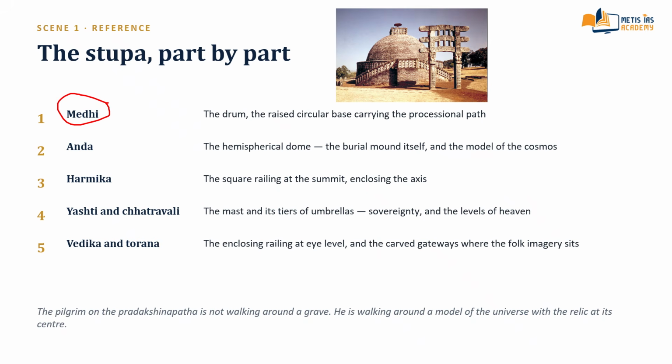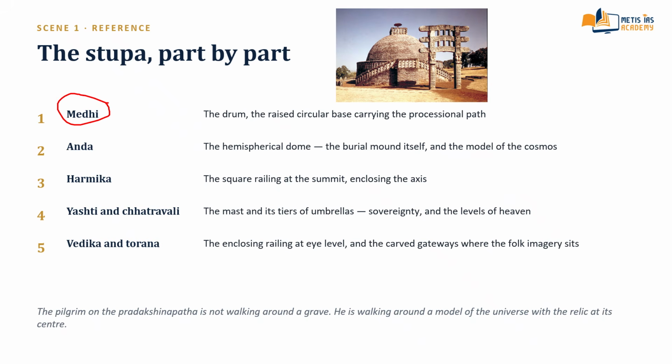Now, what it means, because a stupa question that only names parts scores half. The Anda is the cosmic egg, the world. The Yasti is the axis mundi, the world axis running through it. The Chatravali marks the heavens stacked above, and the three umbrellas are read as the Triratnas. What are the Triratnas? The Buddha, the Dhamma, and the Sangha. The Harmika is the abode at the summit of the world axis. So the pilgrim walking the Pradakshina Patha is not walking around a grave, but around a model of the universe with the relics at its center.